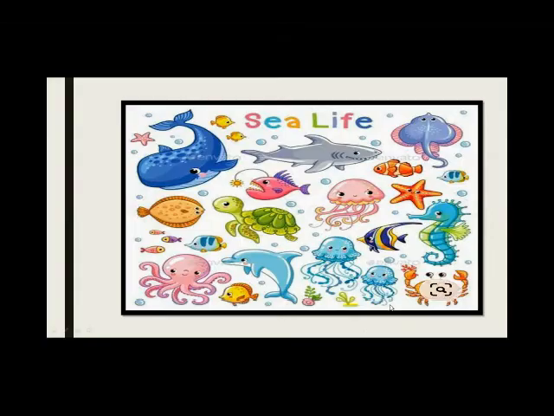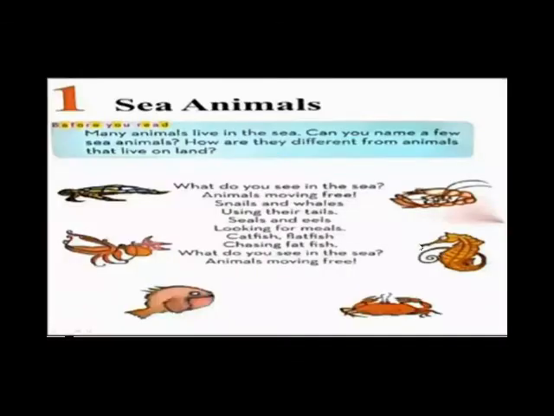Now move to our chapter. Now this is your first unit. The name of the first unit is Sea Animals. There are so many animals that live in the sea, and you have seen some of the sea animals in the previous slide. Now I'm going to read this poem, and after that I will explain this poem to you. Open your book, unit number 1, Sea Animals, and read with me.